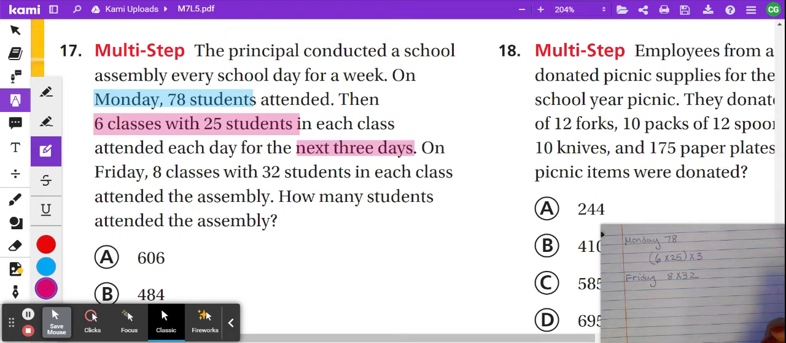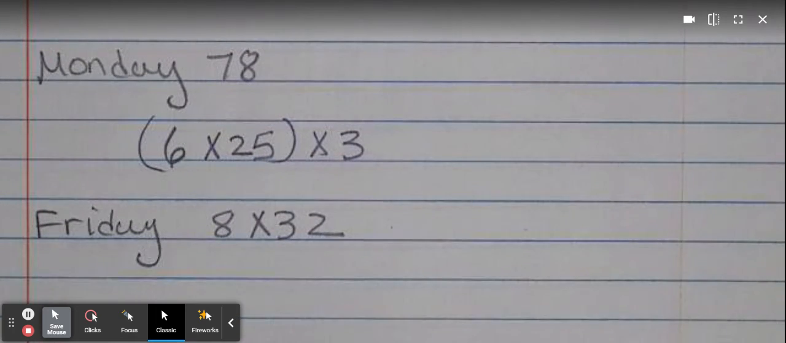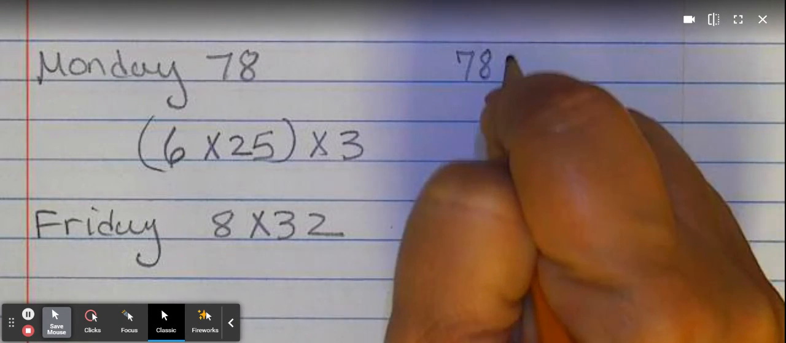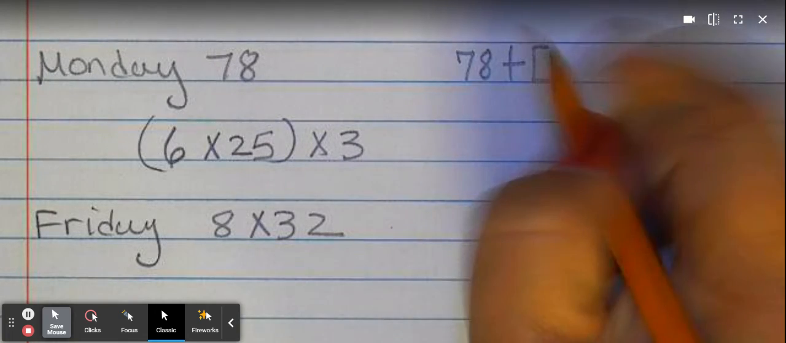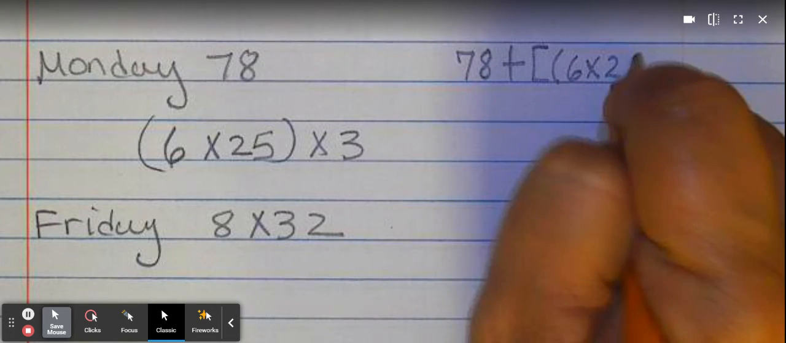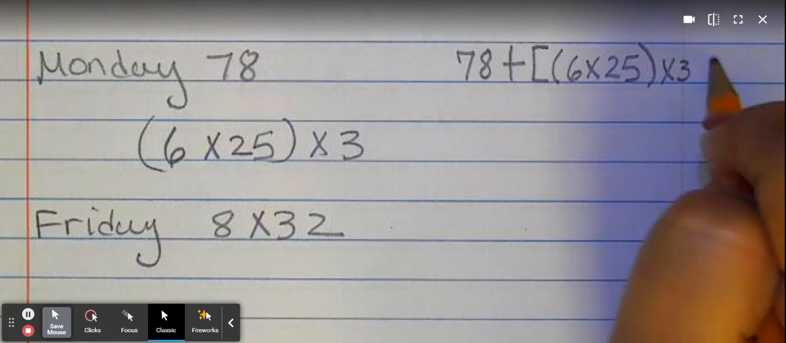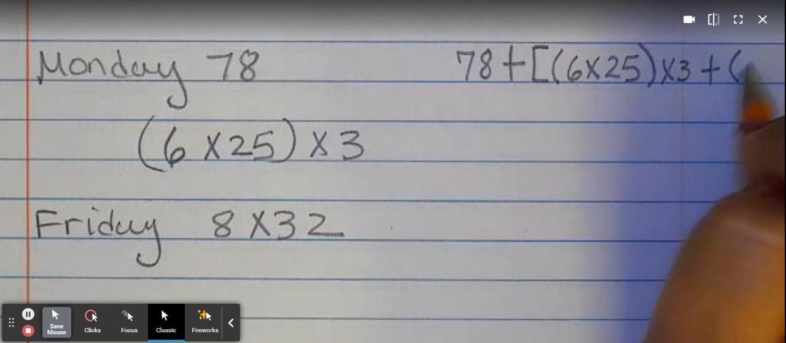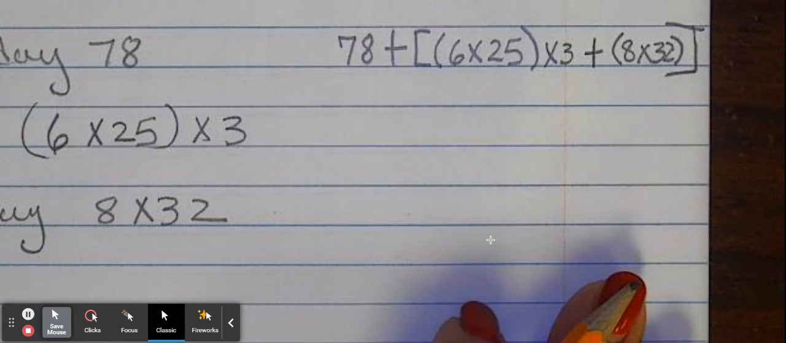Now let's bring them all together. So I'm going to go ahead and enlarge this part here. So let's bring these all together. I have started off with 78 students plus, well, I got to do all of this first too. So I'm going to put this in brackets. I'm going to move this small expression into my parentheses, 6 times 25, close my parentheses, times 3, and 8 times 32, parentheses, and my bracket. I'm gonna move that over there. Does that make sense?